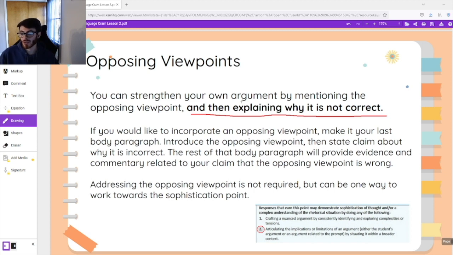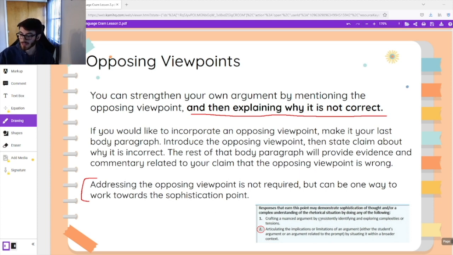If you would like to incorporate the opposing viewpoint, so here's one thing, right? This is not mandatory. I want to make that completely clear. You do not need to include an opposing viewpoint. It is totally optional to do. And that's kind of what this last point is saying. It's not required. But if you do it well, it can help you with the sophistication point. It's one of many ways to work towards that sophistication point.